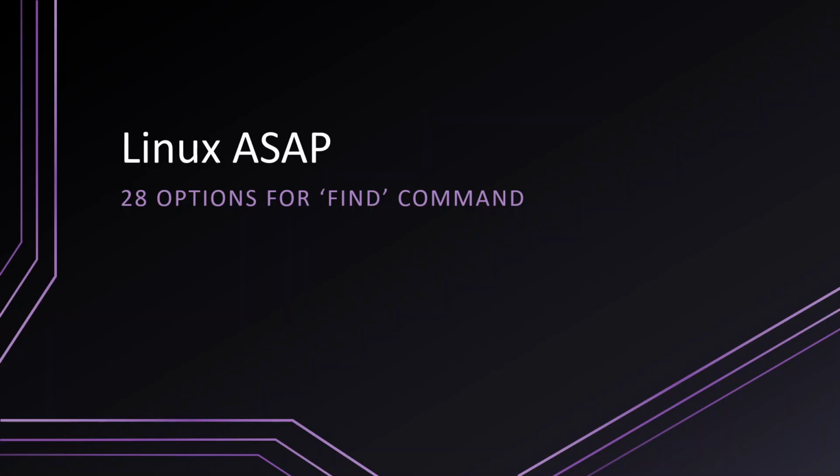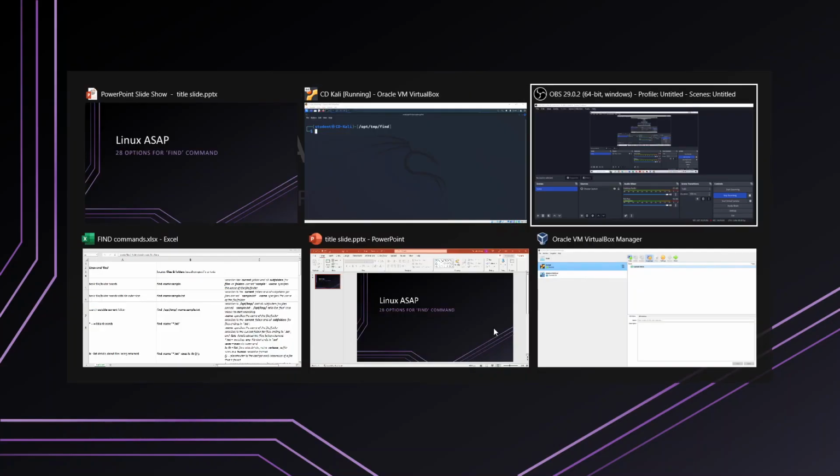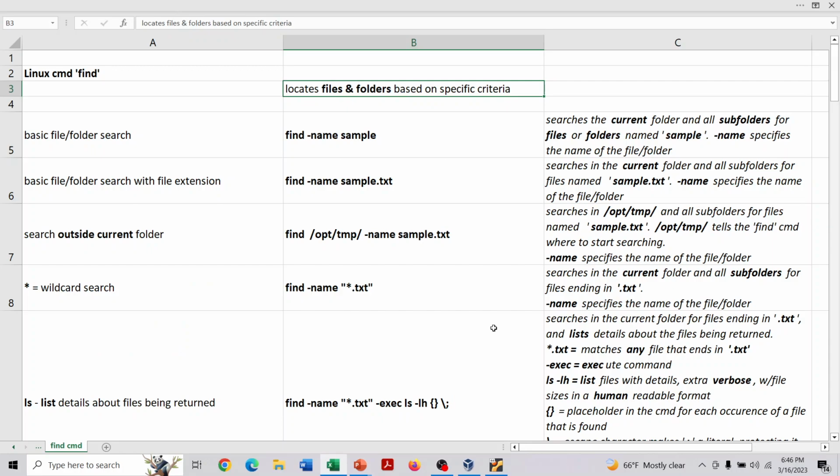Today we're going to look at 28 options for the find command. What I've done is I've combed through the man page for find, and I've taken what seems to be the most useful options for the find command. And so today I'm going to present 28 different ways to utilize that find command. Okay, so let's jump into this.